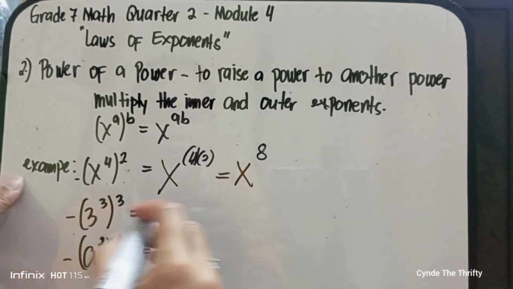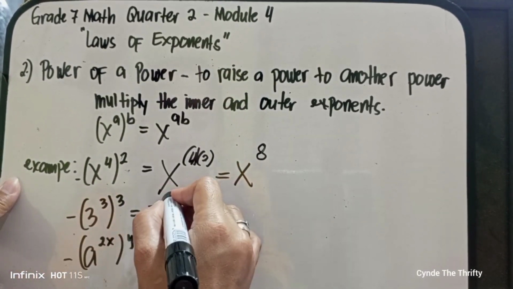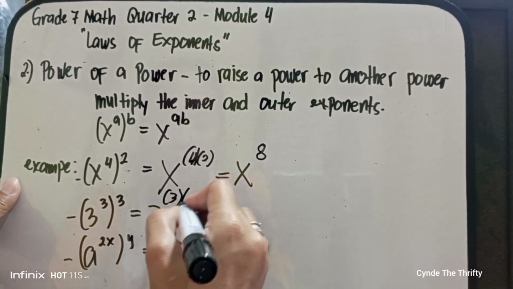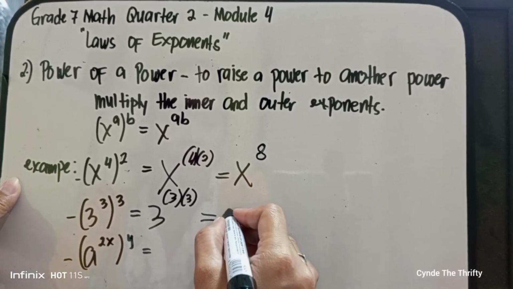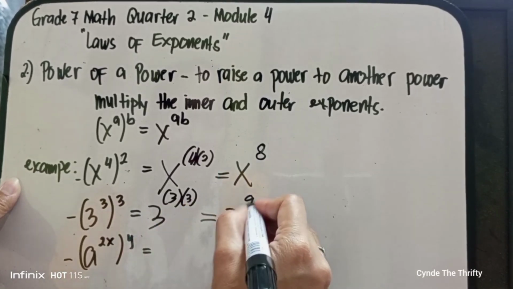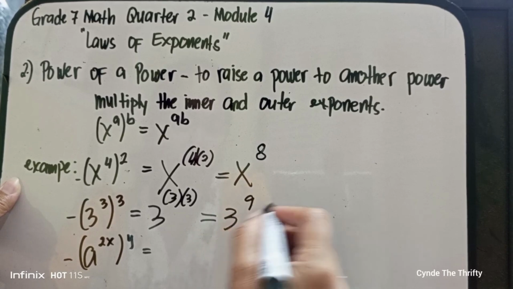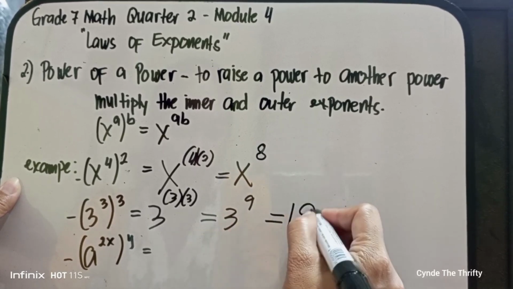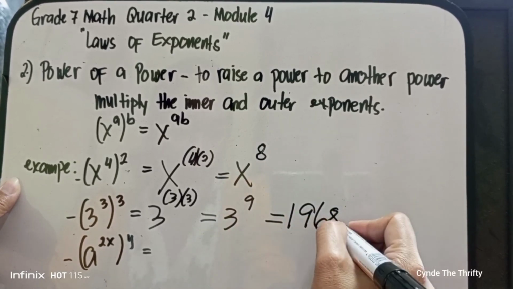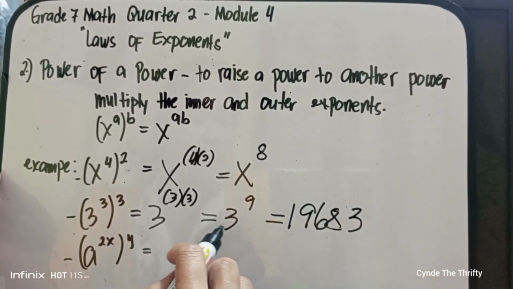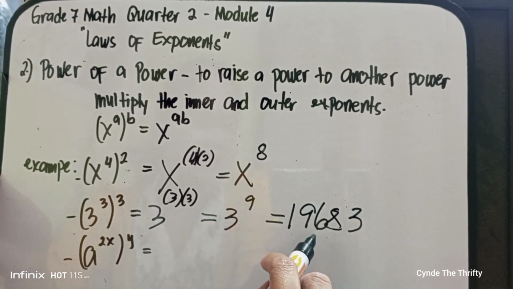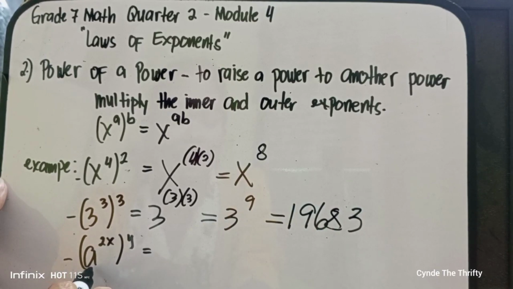And the next is, meron tayong 3 cubed sa loob at meron ding cube sa labas. So, 3 cubed, cubed. I-multiply natin ang dalawang exponents. 3 times 3 equals 9. So, 3 raised to the power of 9 is equal to 19,683. Ayan. So, i-multiply nyo na lang ang 3 9 times. So, ang sagot niya is 19,683.